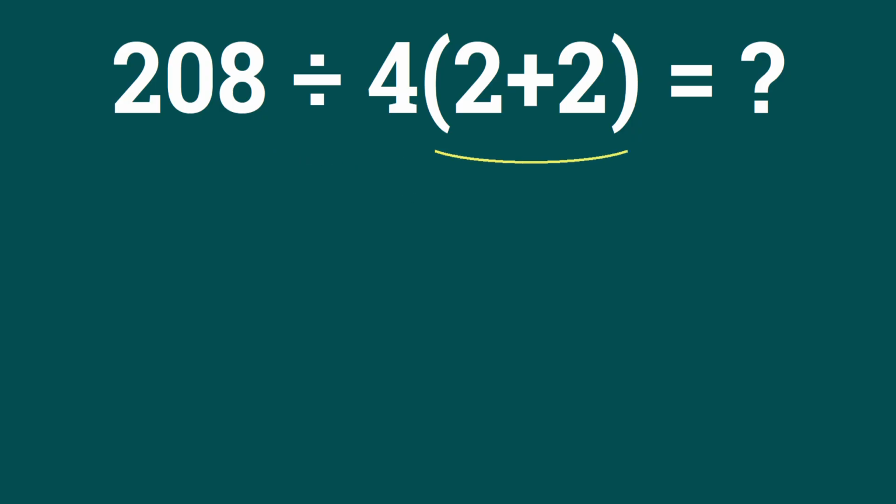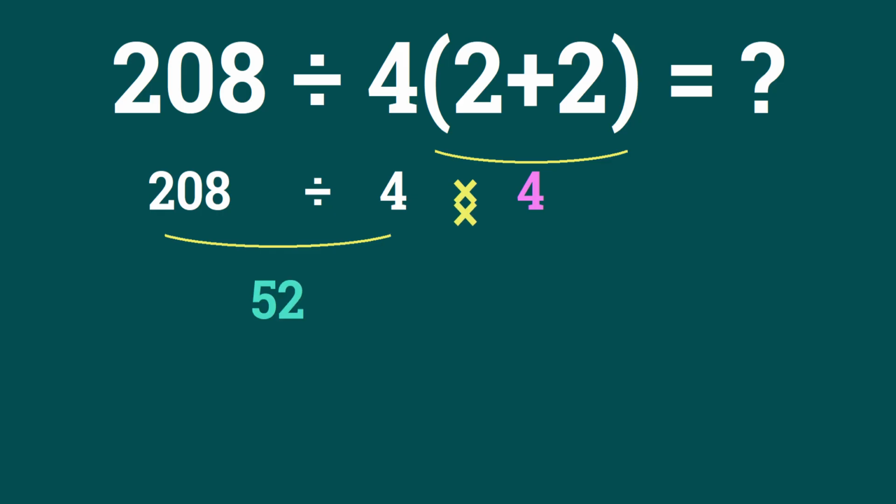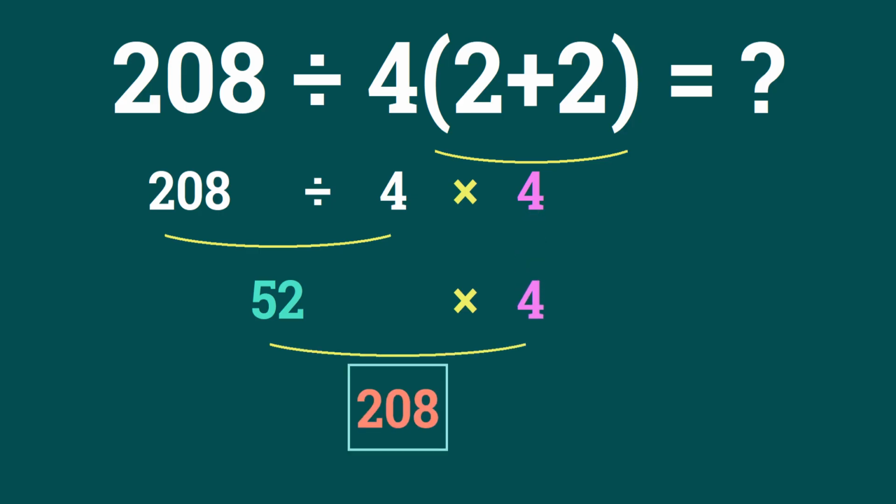So first this parentheses. Inside this parentheses we have 2 plus 2 which equals 4. So 208 divided by 4 times 4. Now we have one division and one multiplication. So we have 208 divided by 4 which equals 52 times 4 which equals 208. And this is our final answer to this problem.